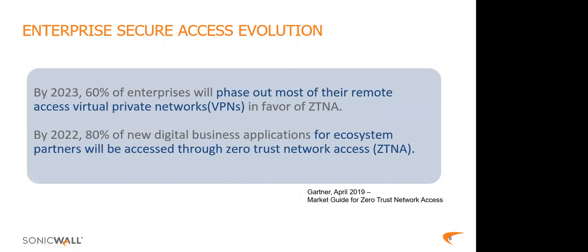This is the Gartner report from April 2019. As you can see here, by 2022, 80% of new digital business applications for ecosystem partners will be accessed through a Zero Trust network. This is very important because a lot of companies have already started to move to Zero Trust network access. By 2023, 60% of enterprises will phase out their remote access VPN in favor of ZTNA, Zero Trust Network Access.